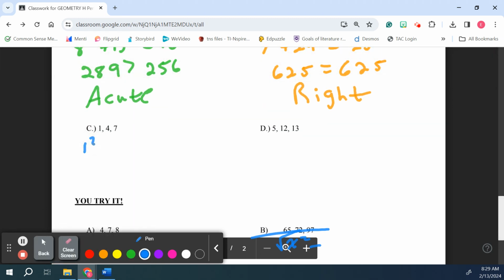All right, 1 squared plus 4 squared equals 7 squared. This is 17. This is 49. This is greater. What's it going to be? Obtuse.